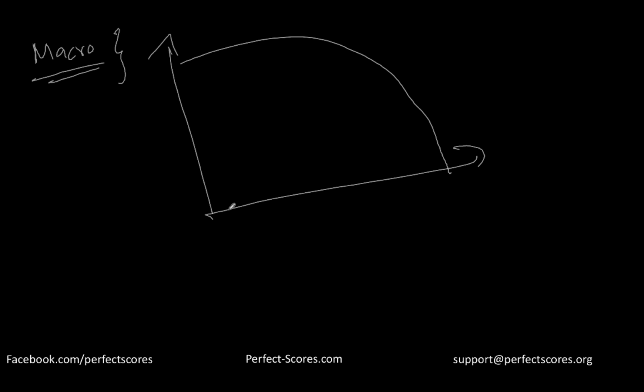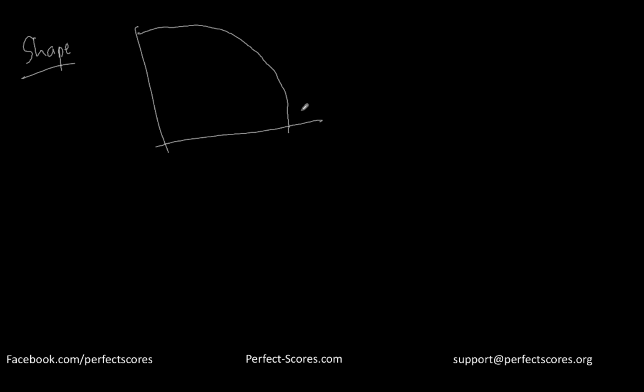Now, what about the shape of this curve? Usually the shape of this curve is concave, so it's like this, but sometimes it's a linear curve as well, a line going down.